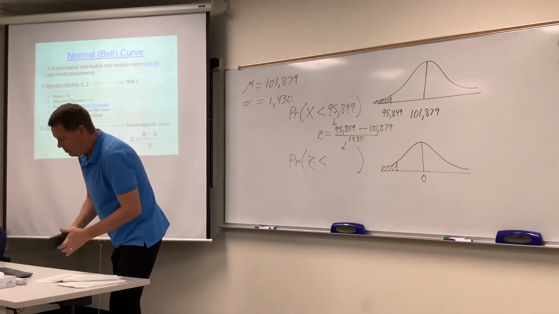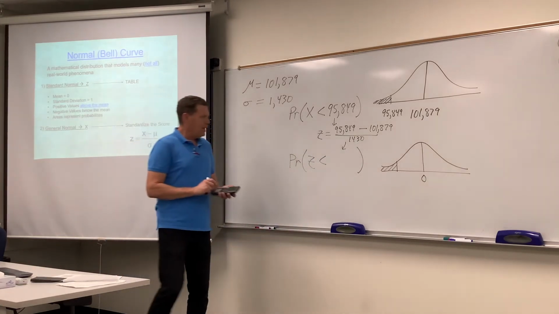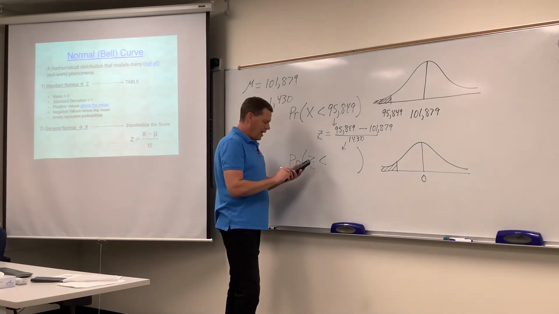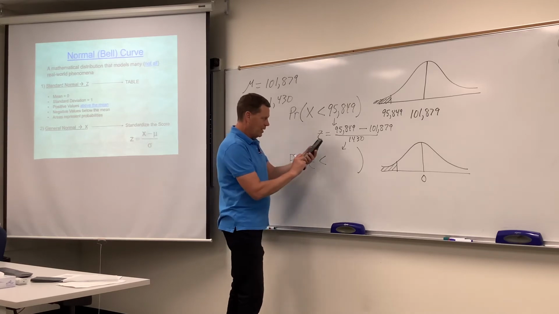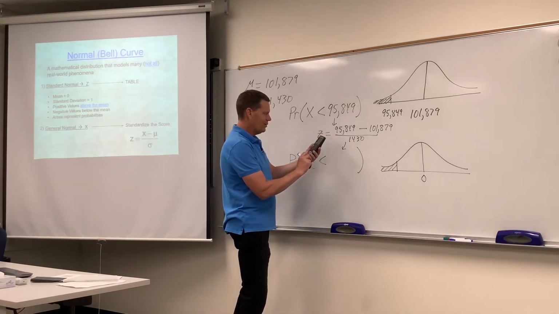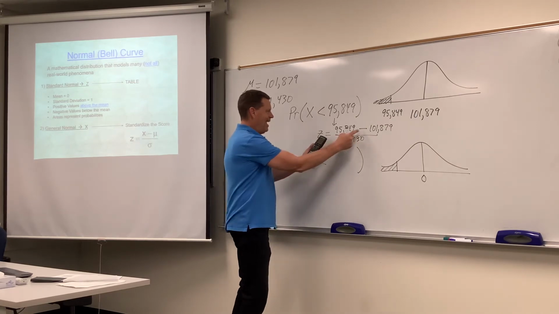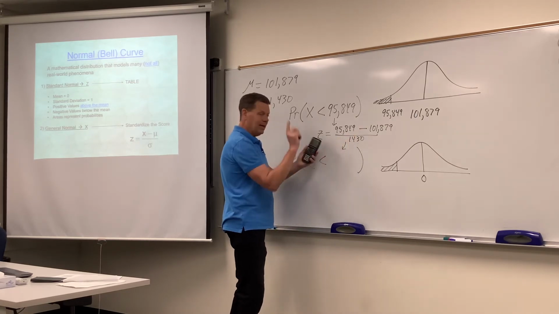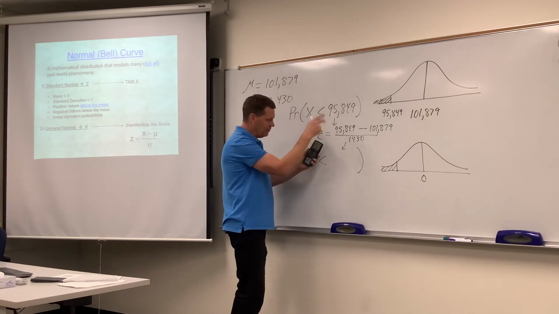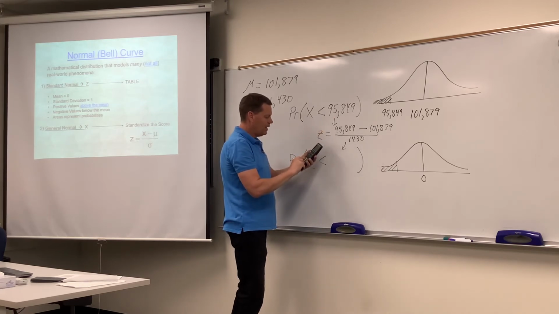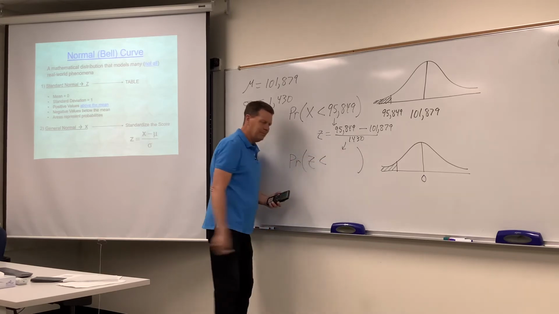I will now grab my beautiful calculator and do that. All right, so 95,849 minus 101,879. I'm making sure I type this in right here. There's a lot of pressure. If I mess up, it's on the internet forever, right? And then divide that, hit equals, right? Equal that out. And then divide that by 1430, and you get this crazy decimal here, okay?